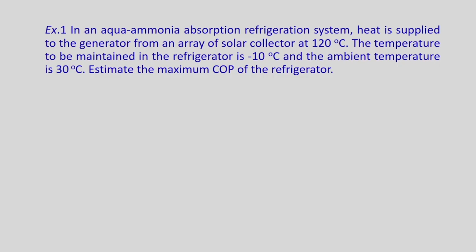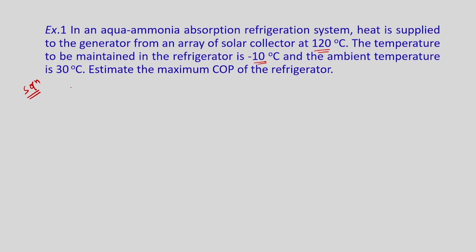So, our problem goes something like this: an aqua ammonia absorption refrigeration system. Heat is supplied to the generator from an array of solar collectors at 120 degrees C. The temperature to be maintained in the refrigerator is minus 10 degrees C and the ambient temperature is 30 degrees Celsius. Estimate the maximum COP of the refrigerator. Okay. So, we need to solve this problem now.